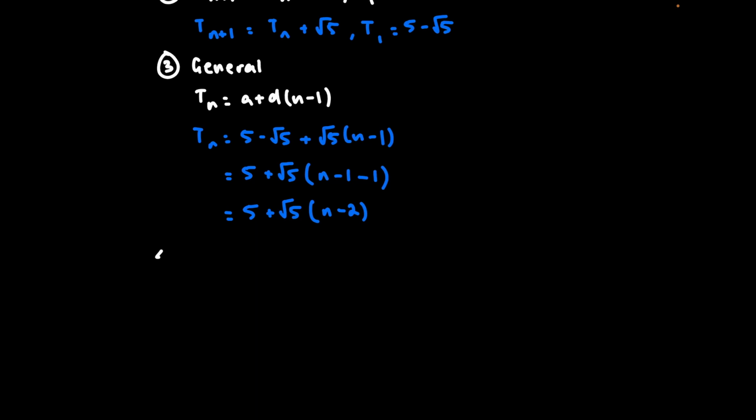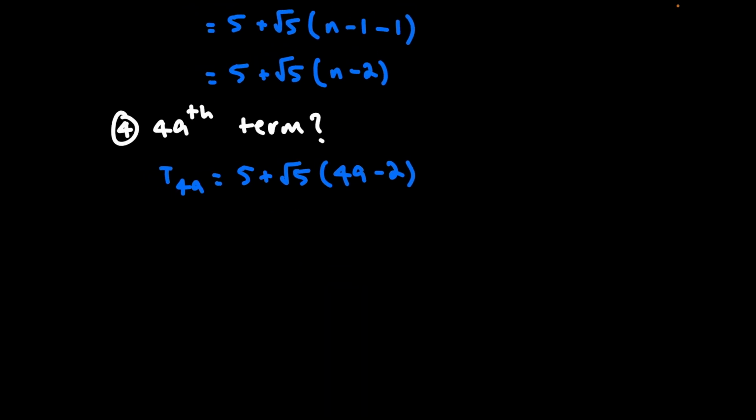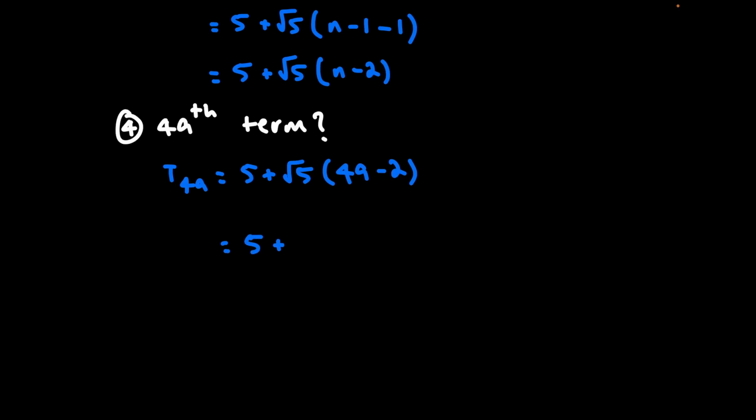And step 4, I would like you to work out the 49th term of this sequence. What is the 49th term? So Tn, in this case T49, is the same as 5 plus root 5 times n minus 2. In this case n is just 49 minus 2. So now we're going to say 5 plus 47 times the square root of 5. This here is our 49th term. I'm not going to work this out exactly, but there you go. That is how you work out the arithmetic sequence information.